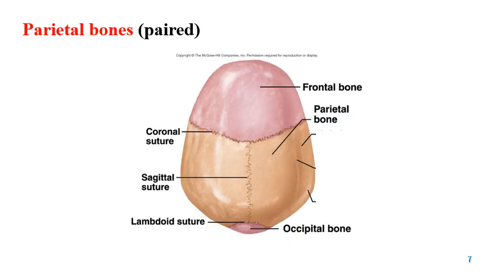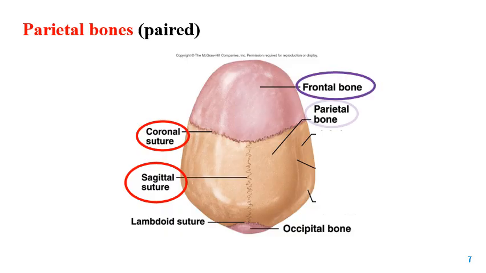So here is another picture showing that coronal suture and then your sagittal suture. Now, if you keep on following your parietal bones all the way to the back, you're going to find the one occipital bone all the way at the back of your head. And the suture that joins your parietal bones to the occipital bone, you call that a lambdoid suture, because it looks like the Greek letter lambda. Okay, so you need to know sagittal suture, coronal suture, and the bones that are making contact for the suture.